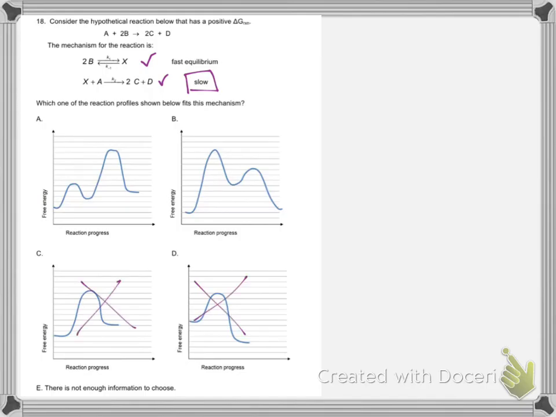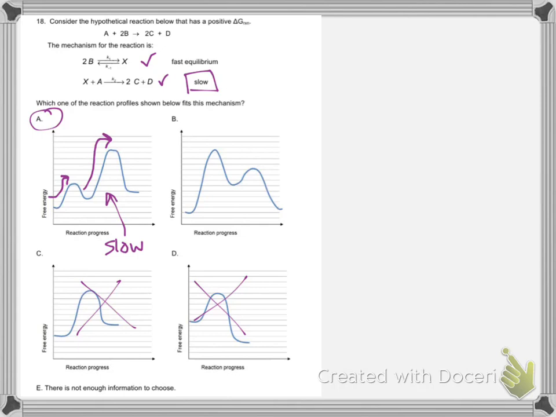And then we want the larger hill to be the second step. So this one has a small first hill, and then whoa, look at that big activation energy we would need to overcome. So this would indeed be the slow step. Right here's the second one. It looks like this is the one we're looking for.